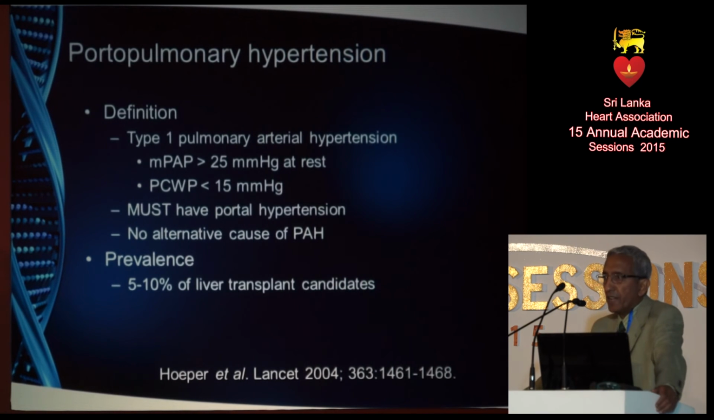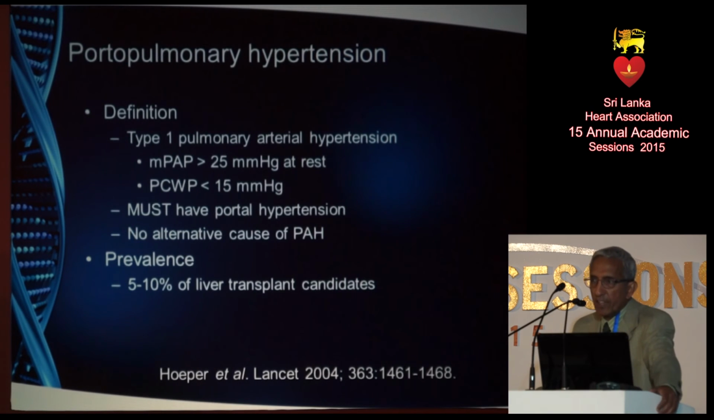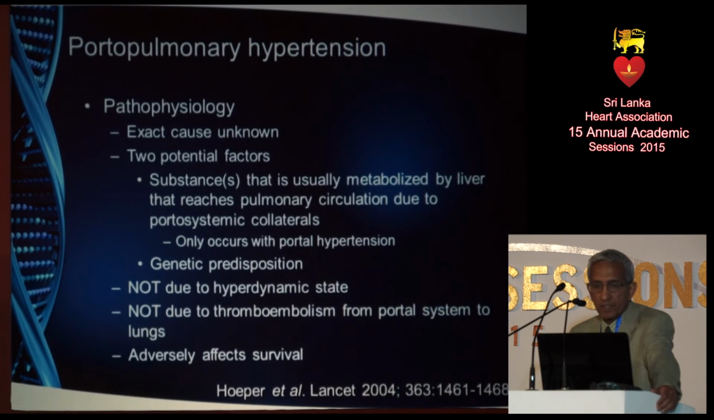Now, portopulmonary hypertension is essentially a type 1 pulmonary arterial hypertension occurring in patients with cirrhosis. So the mean pulmonary artery pressure is greater than 25 millimeters of mercury with a wedge pressure which is not high. They must have portal hypertension, and there's no alternative cause found for the pulmonary arterial hypertension. Prevalence: about 5 to 10% of liver transplant candidates have portopulmonary hypertension. Exact cause is not known.